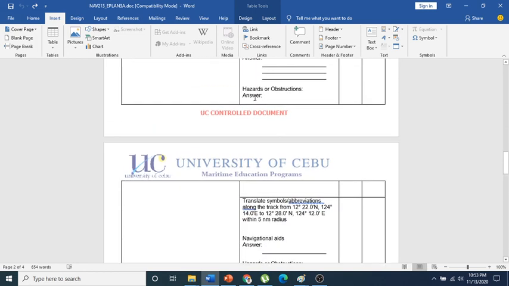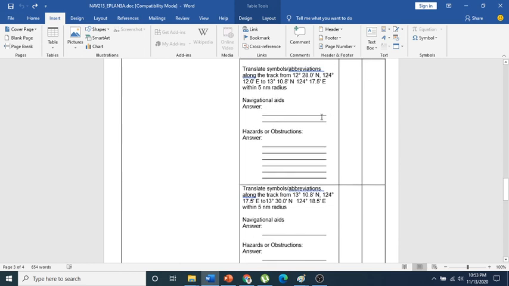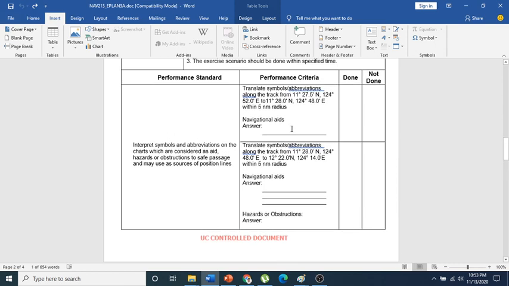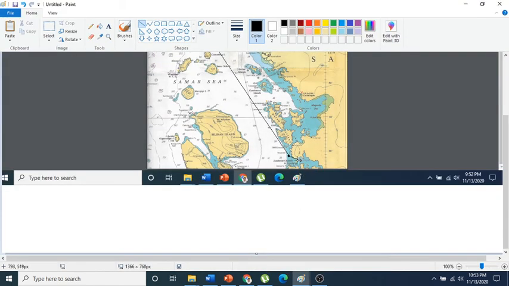So for example, this will only require one answer also. The other ones, you need to put two answers. So for example, translate symbols of deviation along the track again. In this case, you can see that this is the track here. Okay, much clearer picture. This is the first point and second point along a 5 nautical mile radius, so along this area.